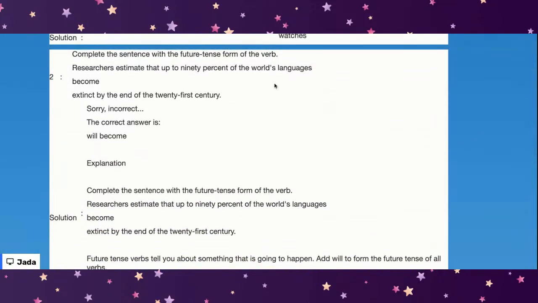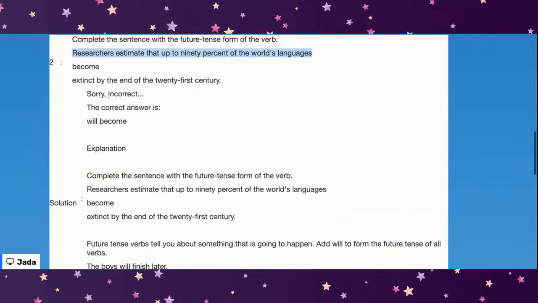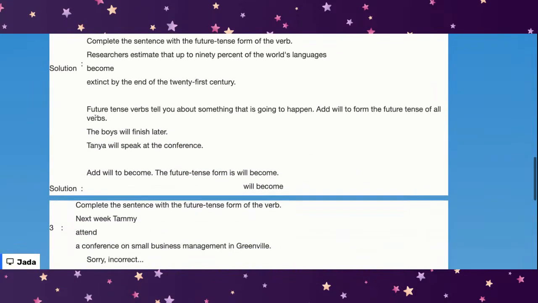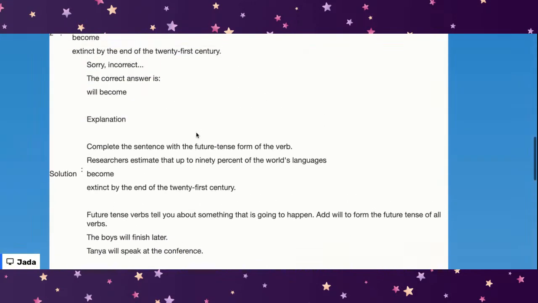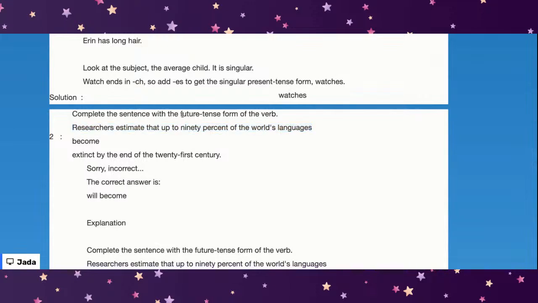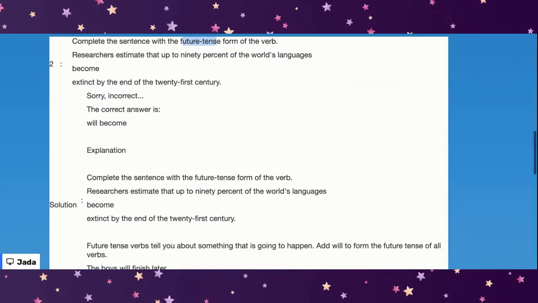Researchers estimate that up to 90% of the world's languages become extinct by the end of the 21st century. So will become. Now this is asking for future tense, and like I have said, for future tense you have will added to it, because it's not happening now, it's happening in the future. So you would have will for the future tense.